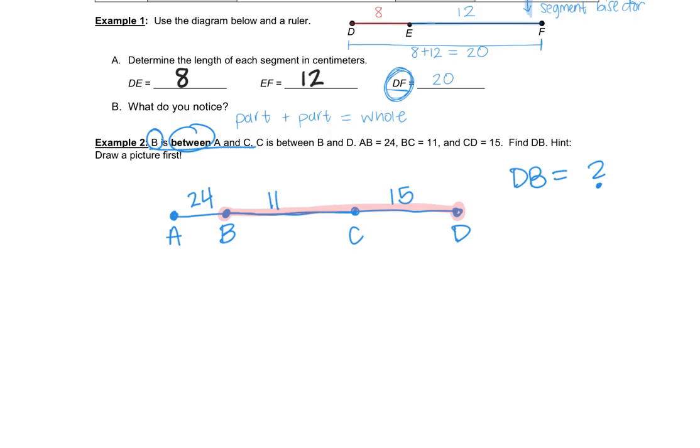Okay, so what I'm going to do to find D to B is add each part. I'm going to add 11 and 15 together. So I'm going to do 11 plus 15. And if I do my math correctly, it should be 26. So DB equals 26.